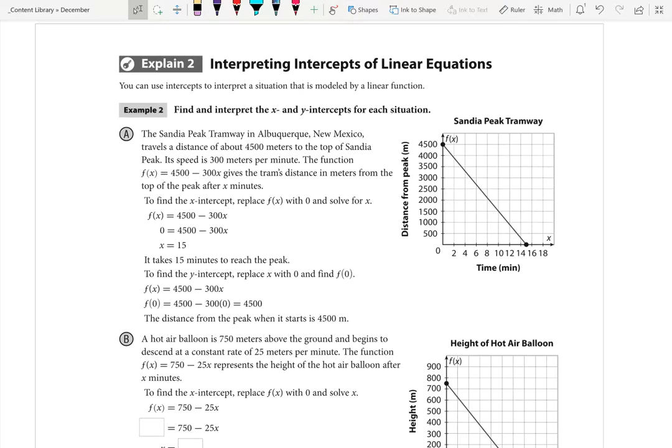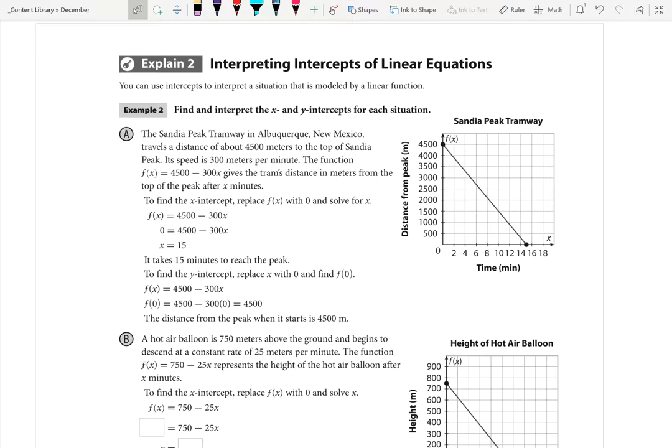Okay, now interpreting intercepts of linear equations. So what do the intercepts mean? Back in our first example, remember the y-intercept meant where the miners were at the beginning of the process, and the x-intercept was the time when the miners reached the surface. So we have to make sure we understand the context of certain problems.